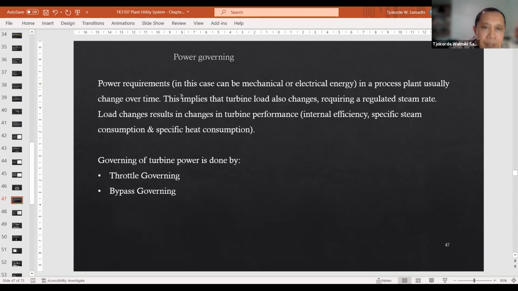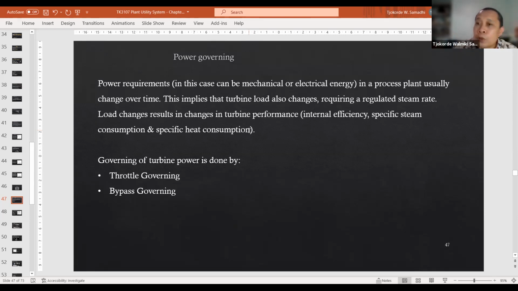Now load changes result in changes in turbine performance: internal efficiency, specific steam consumption, and also heat consumption. So thermodynamic efficiency, you know, the letter eta, huruf eta itu ya, huruf Yunani eta. So the efficiency of the turbine depends on its load. So we need to expect that if we change the load of a steam turbine, its thermodynamic efficiency will also change. Its specific steam consumption will also change.